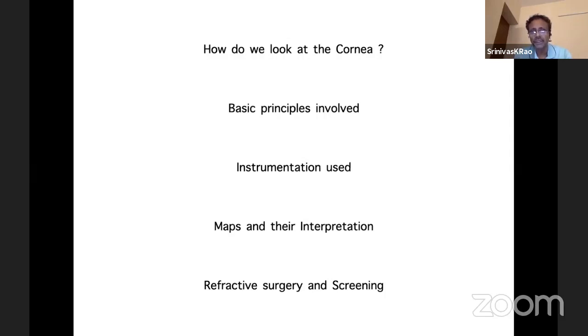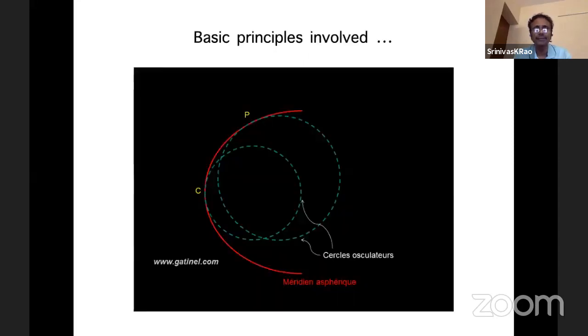And of most interest to us today, when we are planning some kind of refractive surgical procedure on the cornea, how can we use this information to screen the patient and make sure that the surgery is safe and effective? So let's start by looking at the cornea itself, because that is the focus of our interest for this evening.